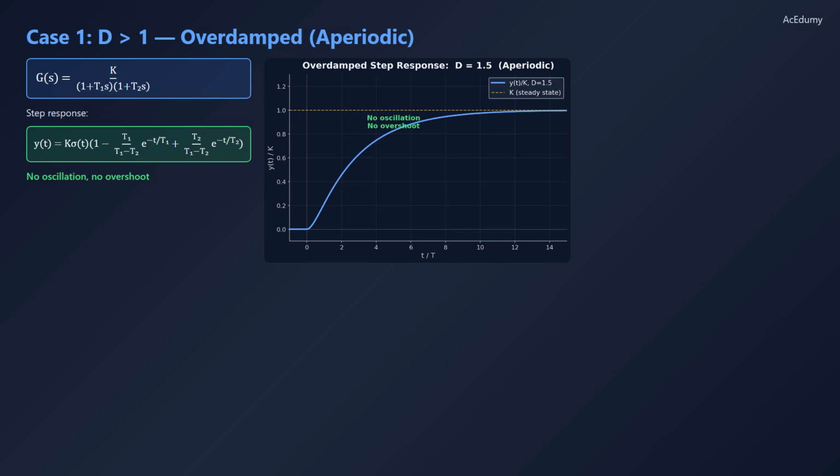When D is greater than 1, the transfer function factors into two first-order lags. G of s equals k divided by the product of 1 plus T1s times 1 plus T2s. The step response is a sum of two decaying exponentials. There is no oscillation. The output rises smoothly toward k and never overshoots. This is called the aperiodic or overdamped case. The larger D is, the slower the response.